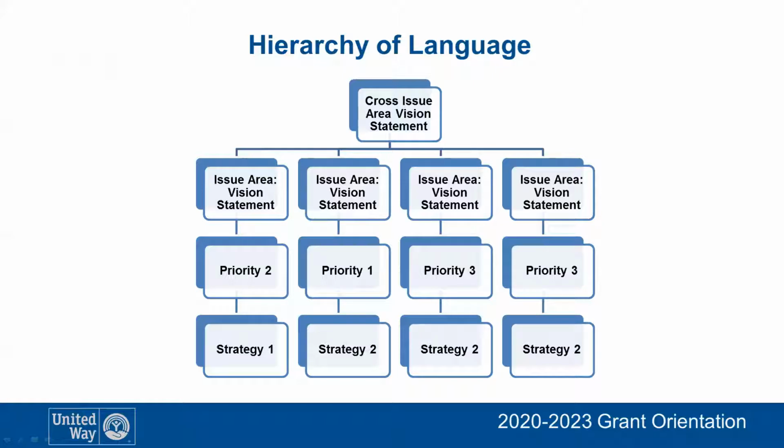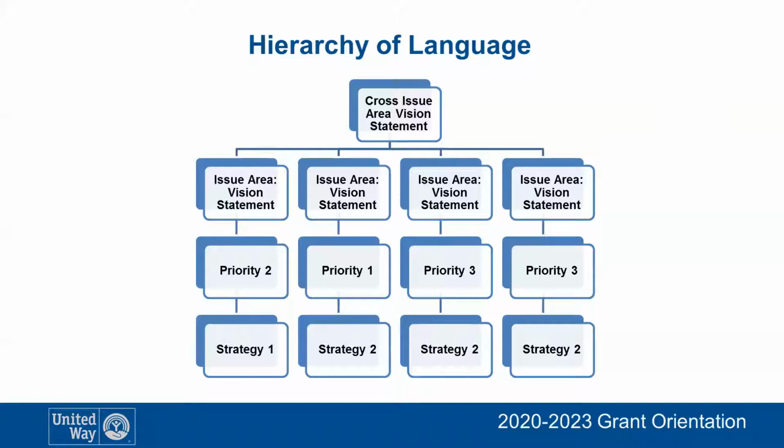So first things first, the hierarchy of language. We have a cross-issue area vision statement. So the cross-issue area adds a little bit of an extra level of the hierarchy if you're familiar with the hierarchy within our single issue areas. You now have to not only draw a connection from strategy to priority to vision statement within a single issue area, but now we're calling for you to also connect it back to the cross-issue area vision statement.